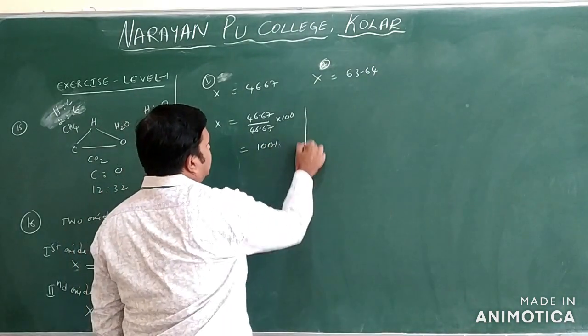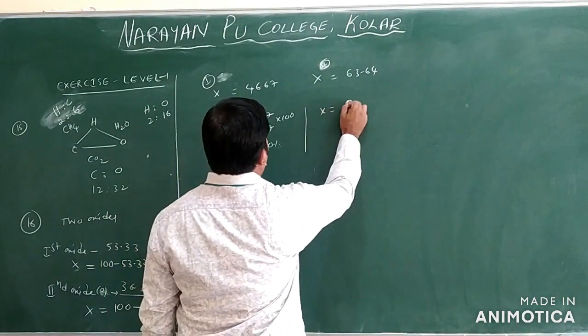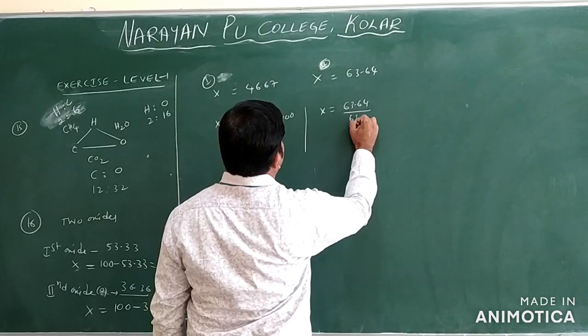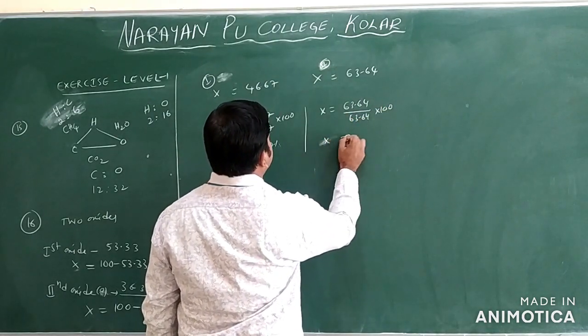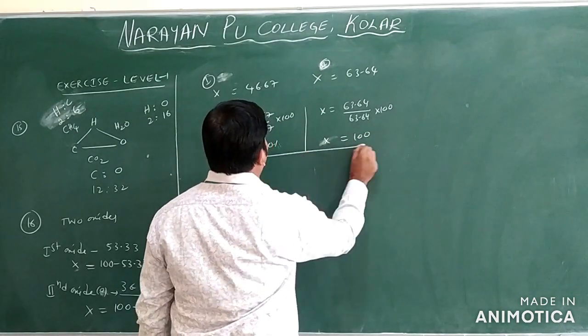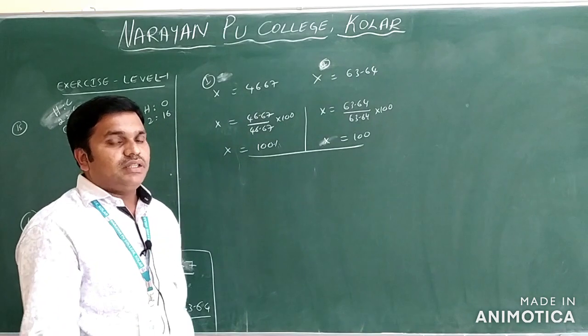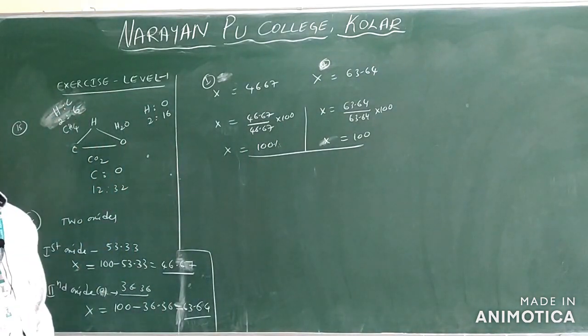Next, in the second oxide, I want to fix the X percentage. X is equal to 63.64 by 63.64 into 100. That is equal to 100% only. Why? We want to fix the element X only. Element X we already fixed. Then what can you find out? You have to find out the oxygen ratio only.